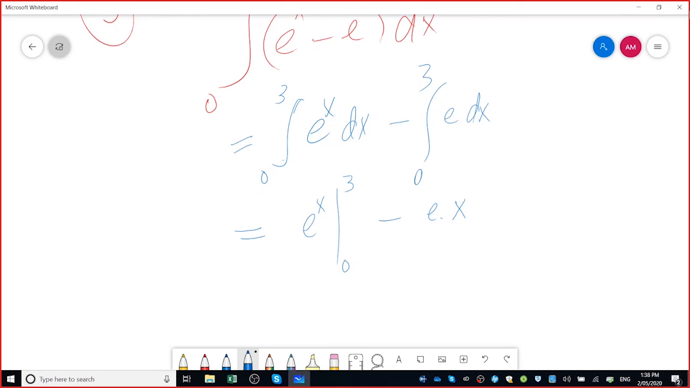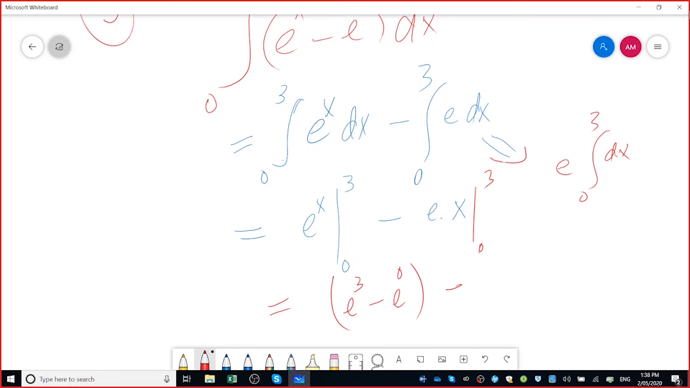Therefore I was saying that write it. So I just take another color and try to show it. So you have now this thing. e is constant, so you take it out. 0 to 3 dx. What is the integration of dx? x, and here it would be 3 and 0. So this becomes e raised to the power 3 minus e raised to the power of 0. That is 1.